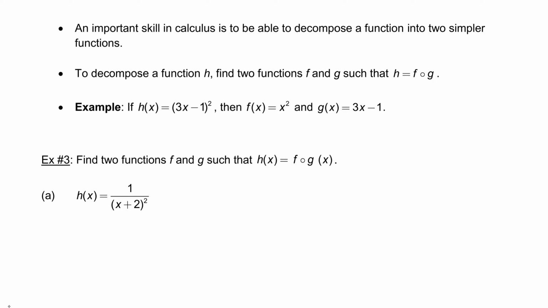Okay, so an important skill in calculus is to be able to decompose a function into two simpler functions. So literally, we're trying to go the opposite way of f of g. For example, if h of x is (3x minus 1) squared, I could take this whole thing and have it be my first function. So I could have g of x be 3x minus 1. And then if I replace that whole thing with x, I could have f of x be x squared.